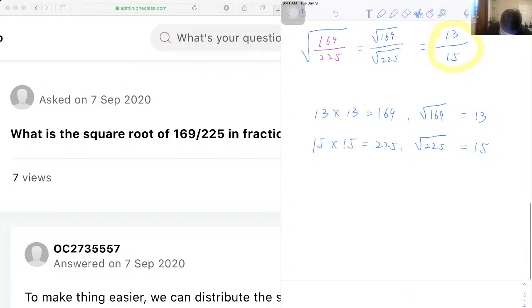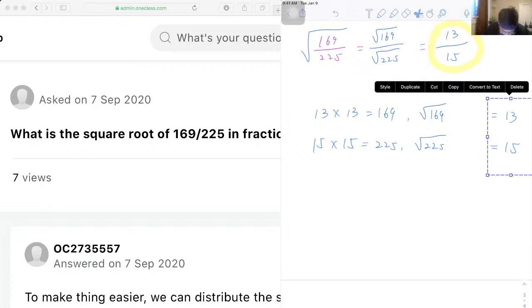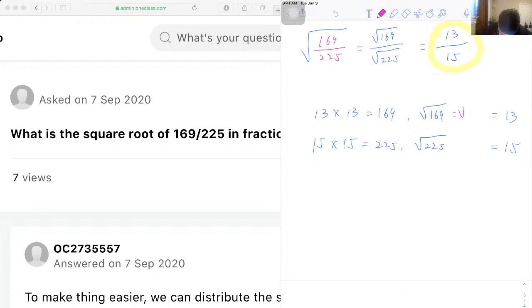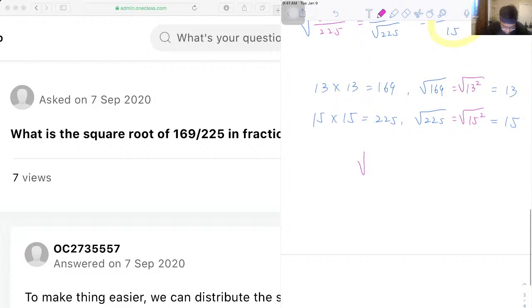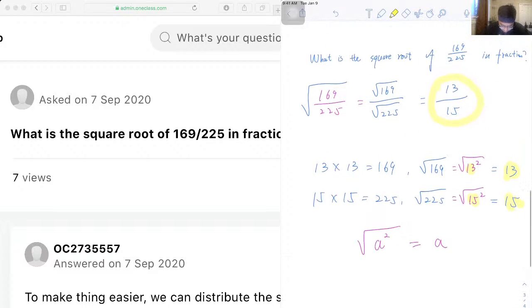I'll just add one more step here. This is also equal to the square root of 13 squared over the square root of 15 squared. And remember that as long as we take the square root of something squared, it's just going to be equal to itself, right? So this is going to be equal to 13 over 15, which is our answer.